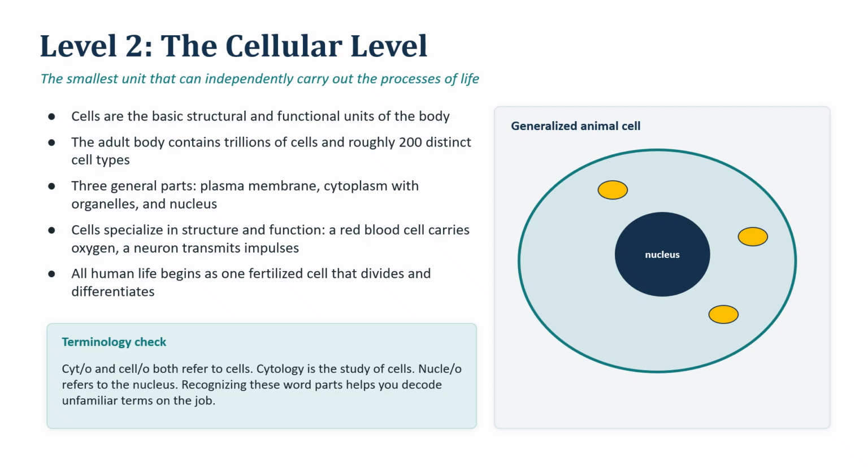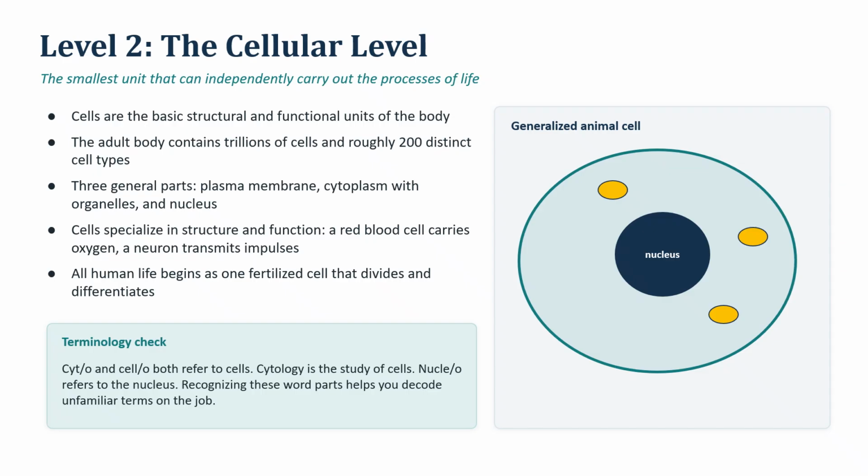Now here's the important idea. Cells are specialized. A red blood cell is shaped like a flexible disc with no nucleus, so it can carry maximum oxygen and squeeze through the capillaries. A neuron has long extensions so it can transmit impulses over distance. A muscle cell contains contractile proteins so it can shorten. Structure follows function every time.